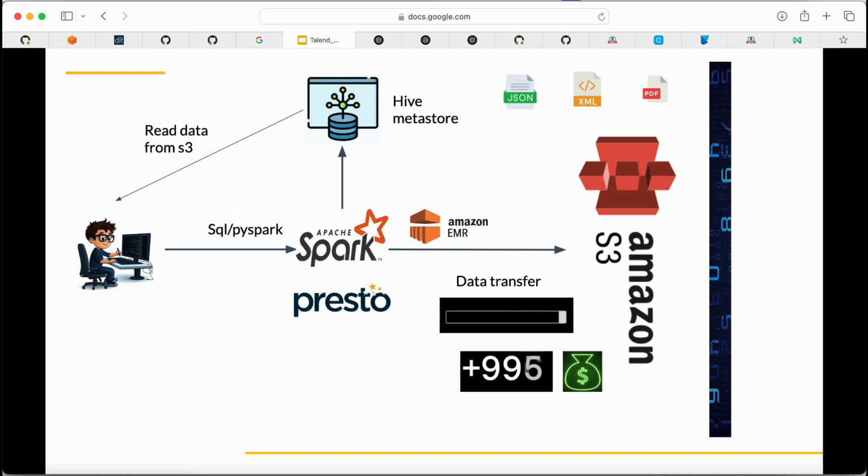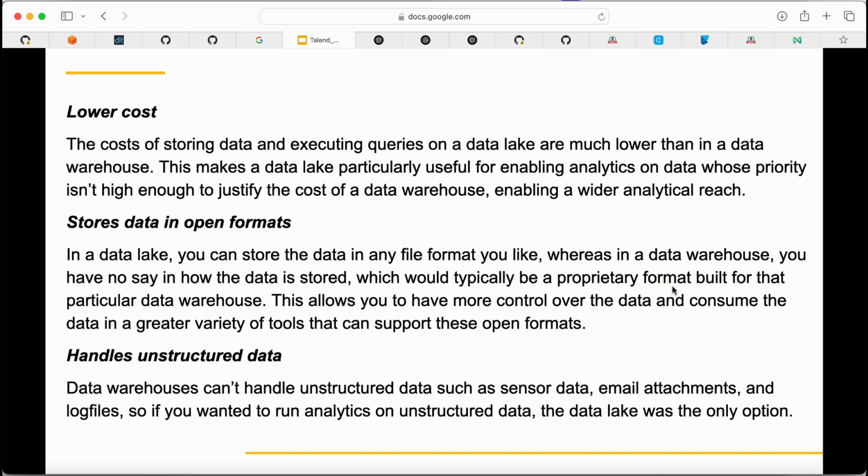So here you can see you can store it in any format, JSON, XML, PDF, or you can store it in Parquet, ORC, or Avro file format also. So you can choose that. Based on your need, you can store the files in the blob storage and execute queries directly on the blob storage. And it also handles unstructured data, which is not handled by the data warehouse.